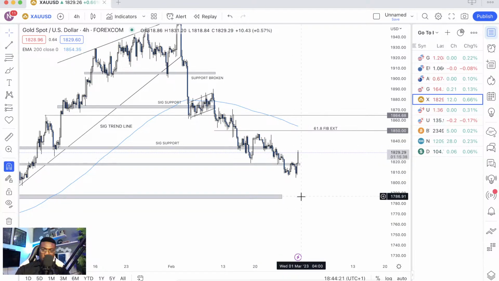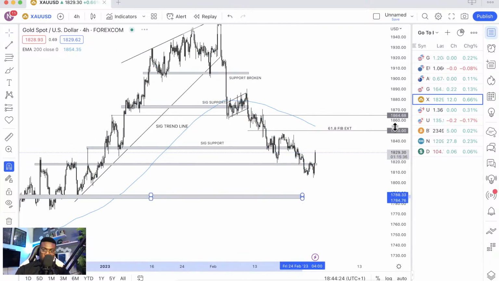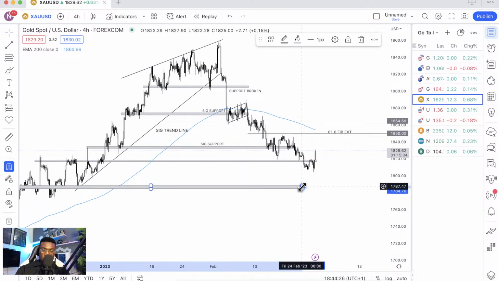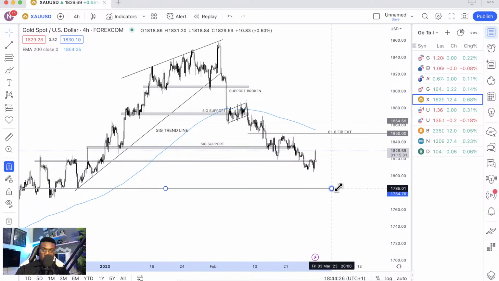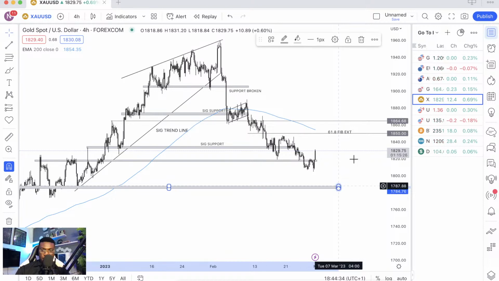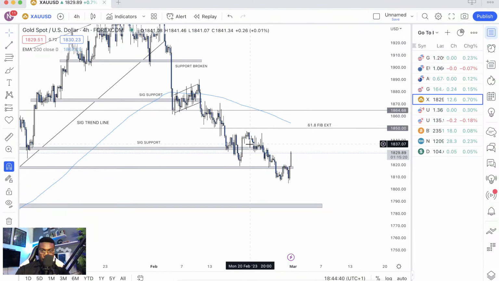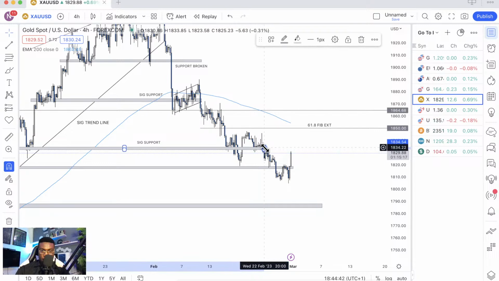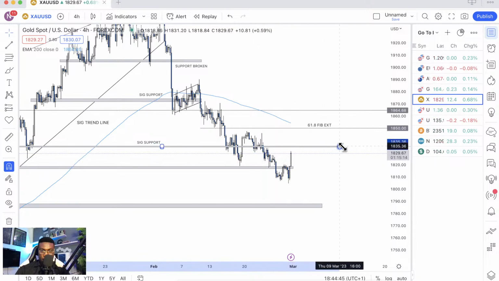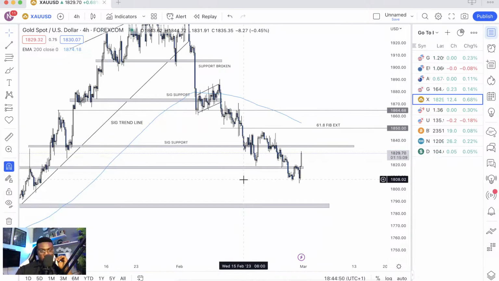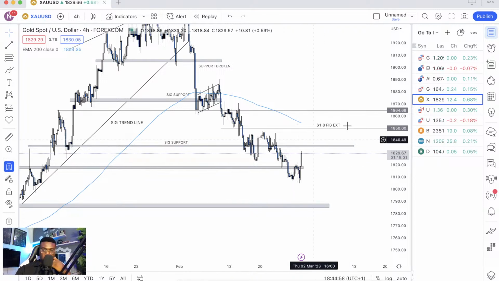And just look at the left-hand side on gold. I'm going to extend this as well, because it has also served as a key level for us in the past. When we did this analysis, this has served as a key level. So I'm just going to extend that to these areas.